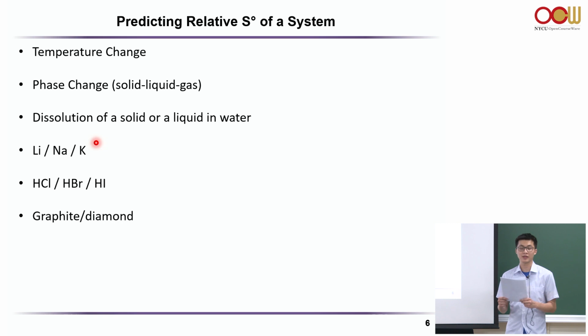If we think about a metal, they have these metallic bonds between them. They're not charged, but there is some interaction between their electrons. And for HCl, HBr, the same rule applies. The larger the molecule, the more microstates it could have.